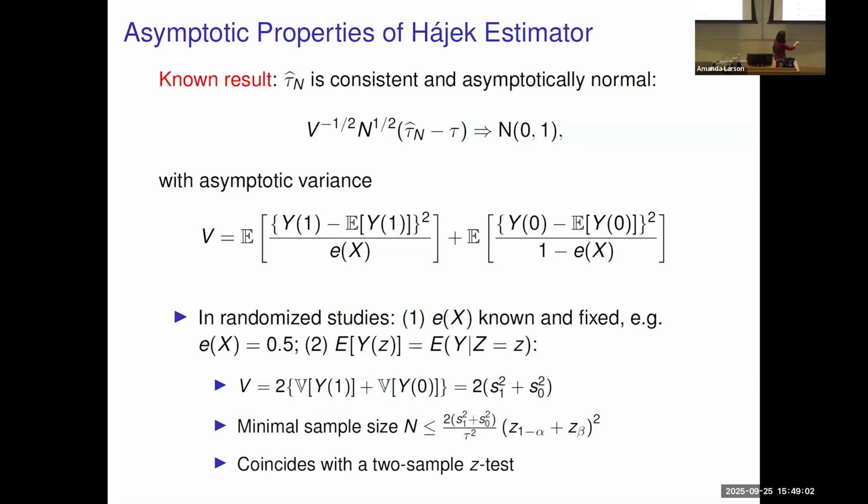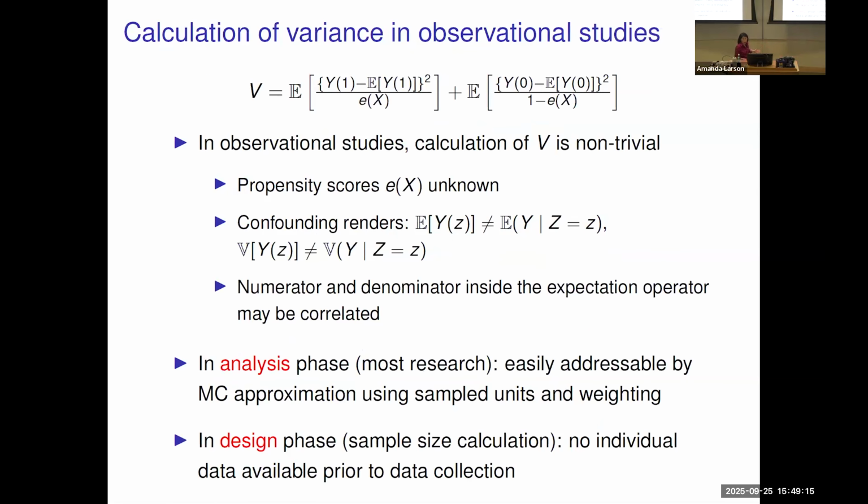So what is this? This is exactly a two-sample z-test. That's why RCT is so easy. But observational study, way more difficult, okay? So let's look at the observational study. What are the challenges and how do we tackle them?